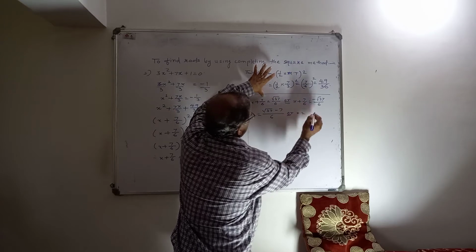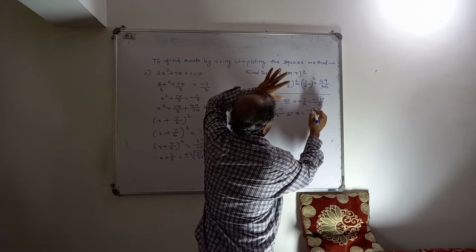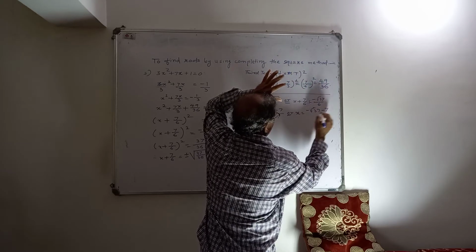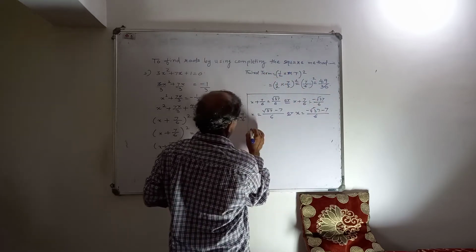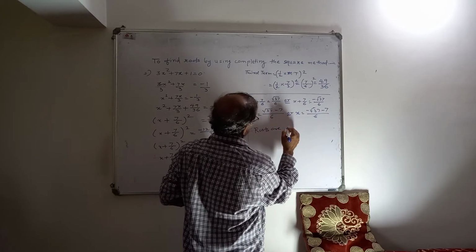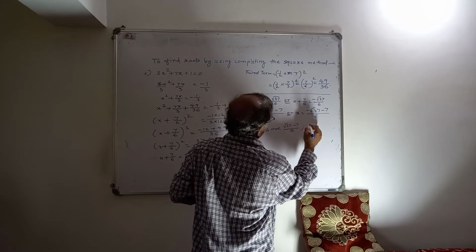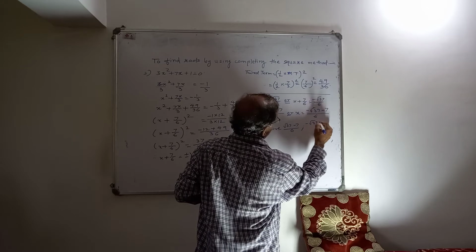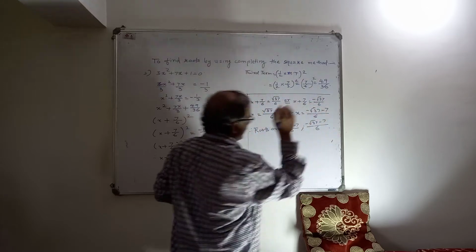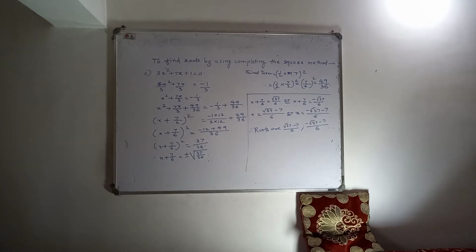Or x is equal to minus root 37 minus 7 whole upon 6. And therefore the roots are root 37 minus 7 upon 6, comma, minus root 37 minus 7 whole upon 6. So these are the roots of this equation. Okay. I shall solve one more now. Okay.